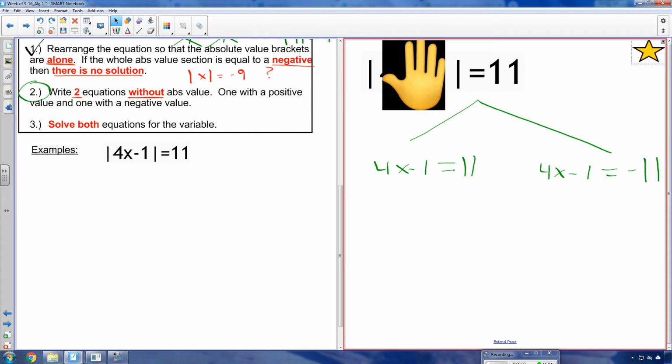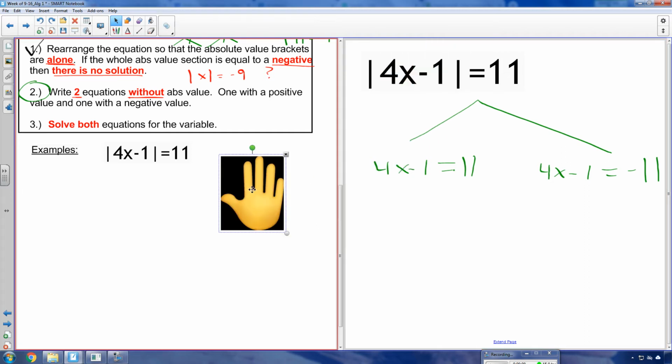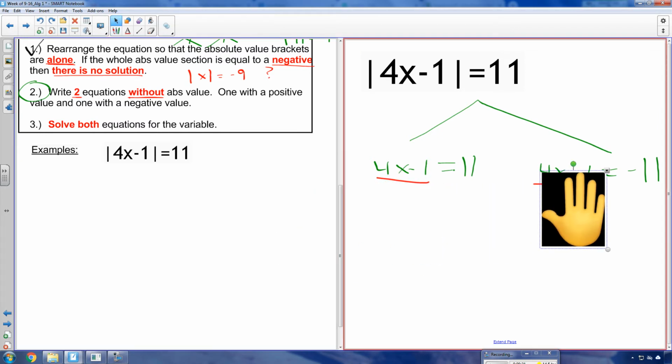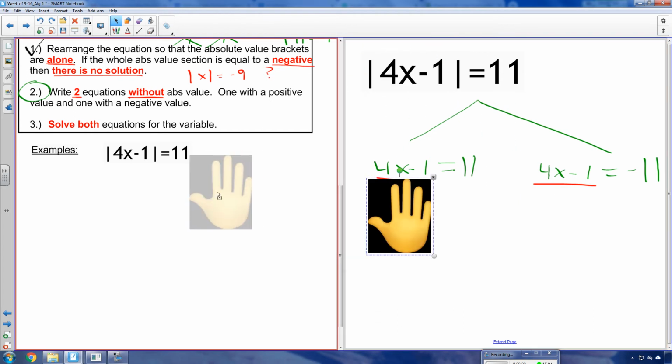So what I do is I take the hand away and I write down what was underneath the hand. If we look at what was under the hand, it was in fact this and that each time. So that's what this is, the hand, right? That's this, and this was underneath here. So we're just writing those two things to equal a positive and a negative. Now we're going to solve each of them.